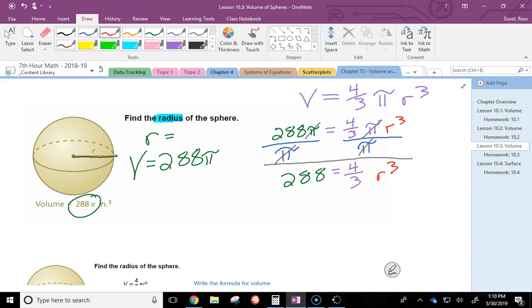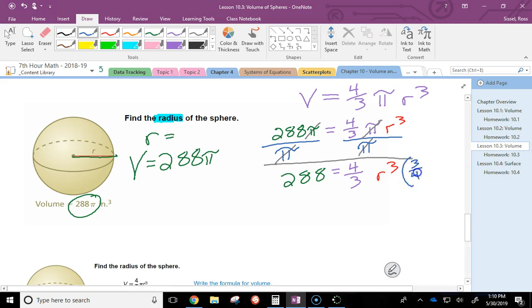Okay, I want to divide by 4/3, but we don't divide by a fraction. Ooh, I know. We flip. So what would I multiply by? 288 over 1 divided by 3 over 4. Good. Not divided by, we'd say multiply. Multiply by 3 over 4.